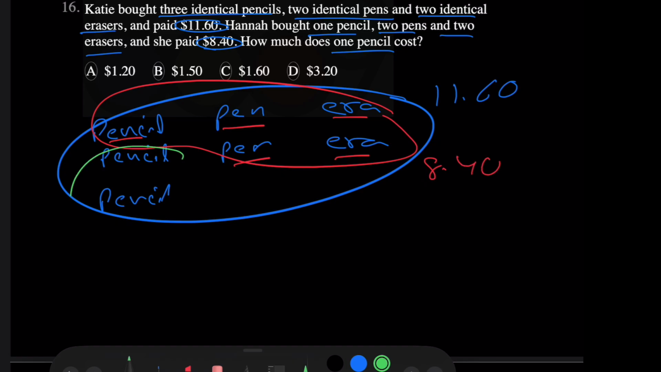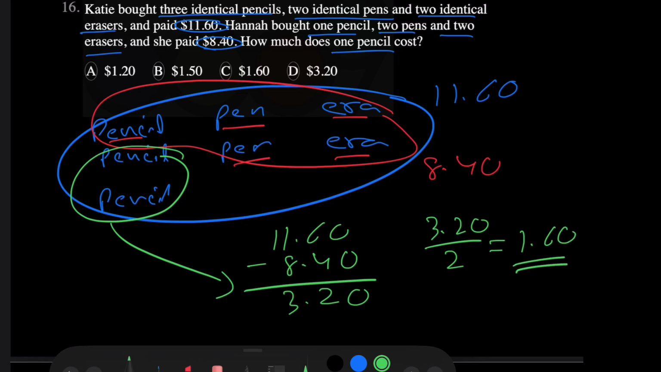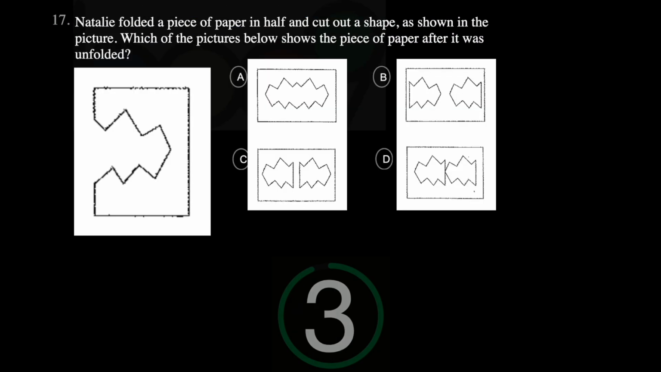So the 2 pencils must cost $11.60 minus $8.40. So this is going to be $3.20. So this is how much 2 pencils cost. So 1 pencil will be $3.20 divided by 2. So this is going to be $1.60. Right? Then C is the correct choice.